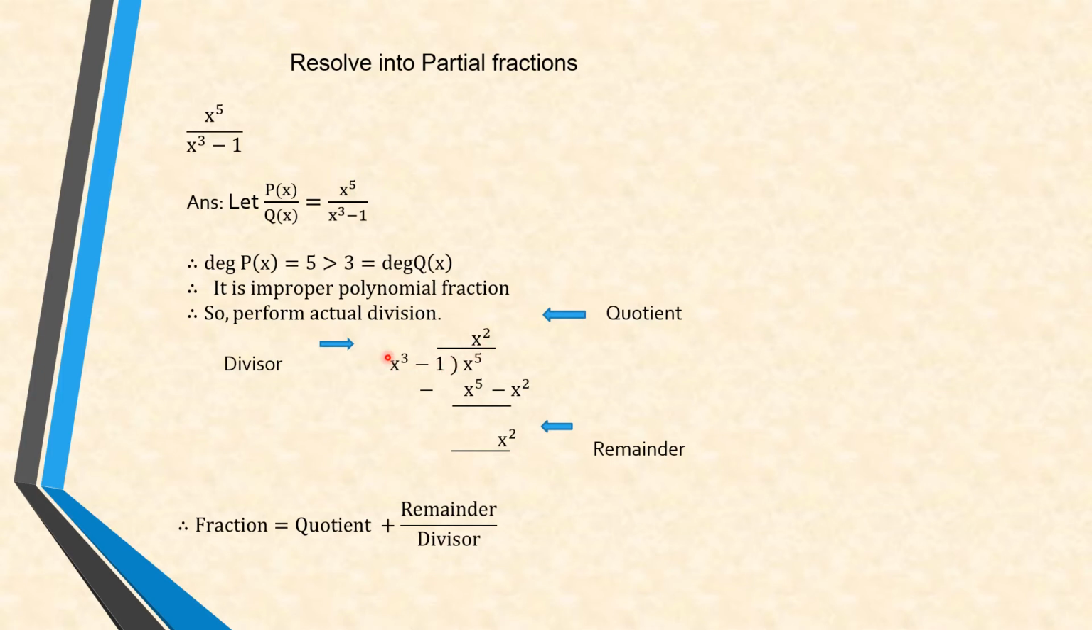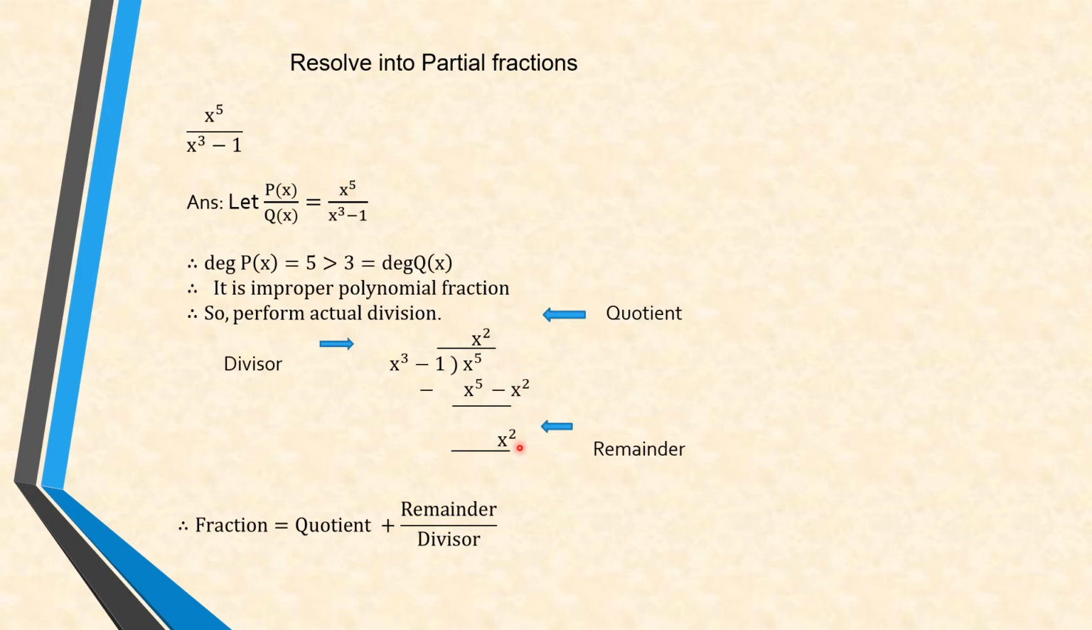So now multiply the entire divisor by x square. So x cube into x square is x raised to 5. Then this is the minus sign, and 1 into x square is x square. So whenever we divide, we'll have to subtract. So whenever we subtract, signs of both these terms will change. So x raised to 5 will cancel with x raised to 5, minus x square will become plus x square. Thus, we got the remainder x square. Quotient is x square, remainder is also x square.